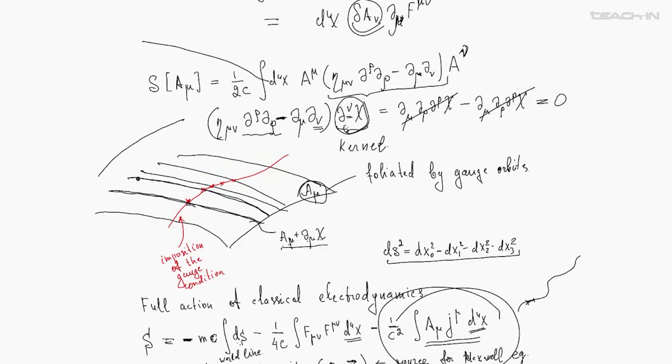In reality, it means that you need to impose a condition which picks up from each orbit one representative. What this red line which I'm drawing here shows is exactly the imposition of the gauge condition, a curve in the space of A mu which is, in a sense, orthogonal to the gauge orbit. It's not necessarily orthogonal in a strict sense of the word, but it picks up from each gauge orbit one representative. In our case, this is the Coulomb gauge: divergence of A is equal to 0. This extra condition allows me to pick from each gauge orbit one representative.